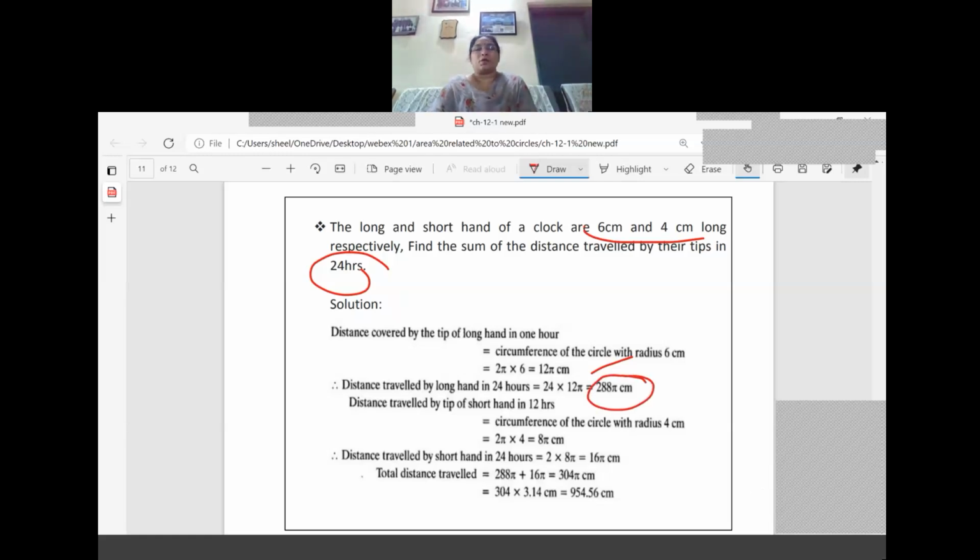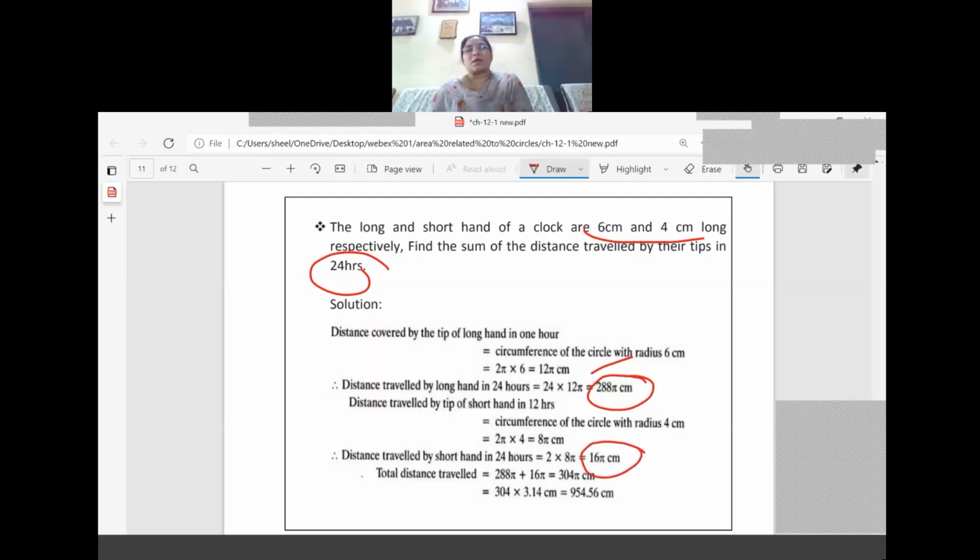Now the short hand. Short hand means which one? Hour hand. Okay. So circumference of the circle with the radius 4 only. Again 2 pi r. So 2 pi into 4, which is equal to 8 pi. Right. So we have calculated for 12 hours because it's the hour hand only. So when it completes 12 hours, it completes one circle only. Right. So distance traveled by the hand in 24 hours, so 2 into 8 pi, that is equal to 16 pi.